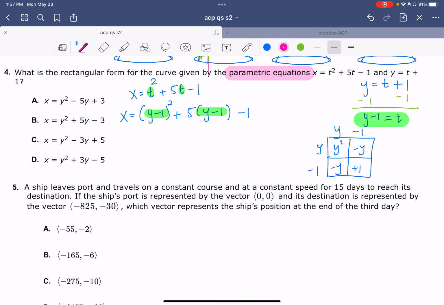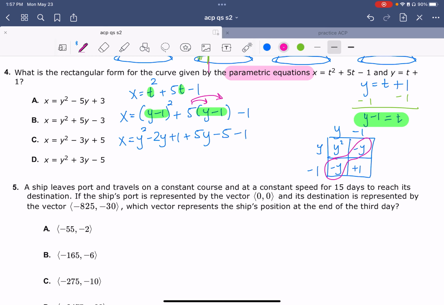Notice that the like terms are negative y and negative y. So I'm going to come back here. x equals y squared. Negative y plus negative y is negative 2y. Then you got the plus 1. This 5 needs to be distributed. So 5 times y is 5y. 5 times negative 1 is negative 5. Then you got the minus 1.